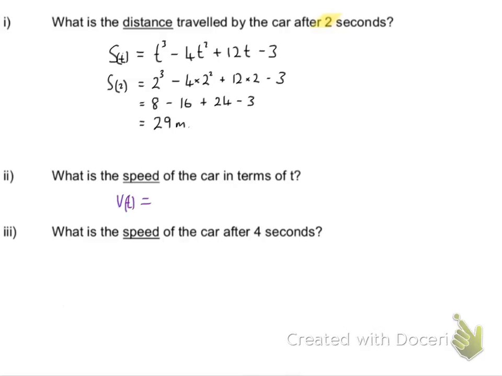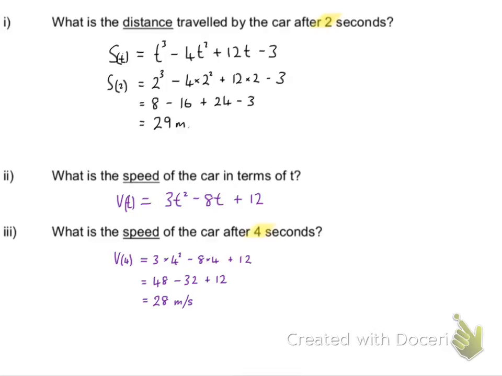Then we ask for the speed. The speed is the velocity. We've already worked that out in terms of t, so there's the velocity, because we multiply by the power, reduce the power by 1. After 4 seconds, replace the t with 4. Multiply it out on your calculator, and there you have 28 meters per second.